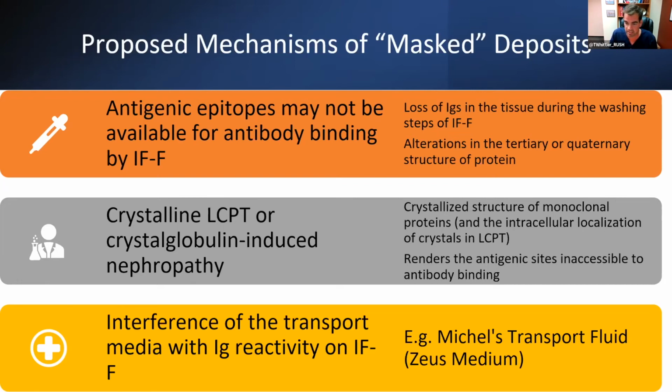I'm not sure if David's still on, he knows how to pronounce that or not, but if it's transported in a different type of media, it's possible that, go ahead, David. Yeah, it's Michel's transport media. Michel's transport. And if it's transported in that, it might render your immunofluorescence to not be light chain restricted either. And so those are the three main categories I think about when do we send off for pronase digestion, and this is sort of why.